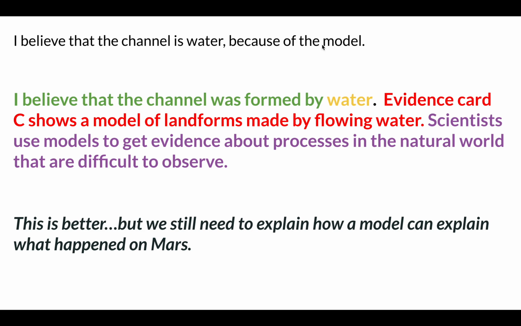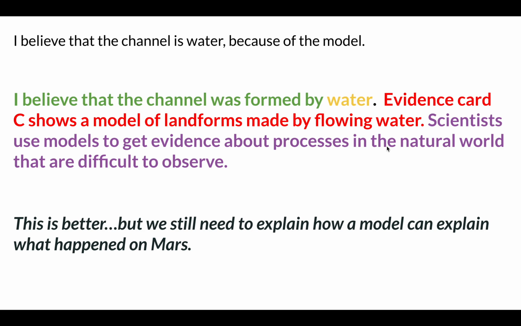So up here where they said "because of the model," don't assume that the reader knows what you're talking about. You kind of have to explain what the model shows. Tell me what evidence card C shows, and make sure that you are actually citing that evidence card. You can't just say "because of the model." It's too general. It's too ambiguous.